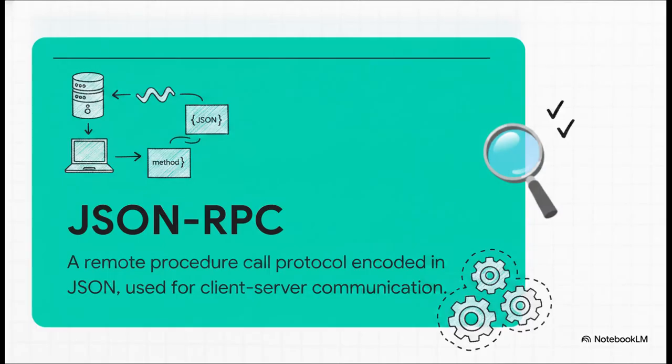Now, for the builders tuning in, you might be wondering how the client and server actually talk to each other under the hood. Well, it's refreshingly simple. It uses JSON RPC version 2.0. It's basically a very lightweight, stateless remote procedure call, encoded entirely in JSON. The client just sends over a JSON document with a method, and the server returns the result. Because it strips out all the unnecessary bloat, you can implement this stuff incredibly fast.